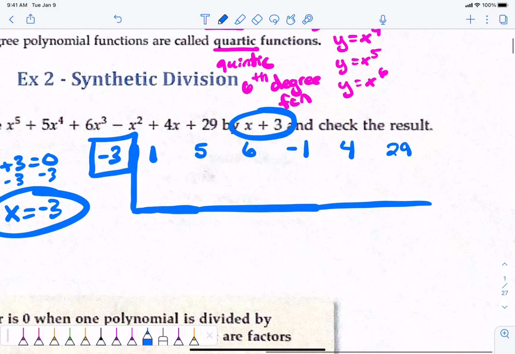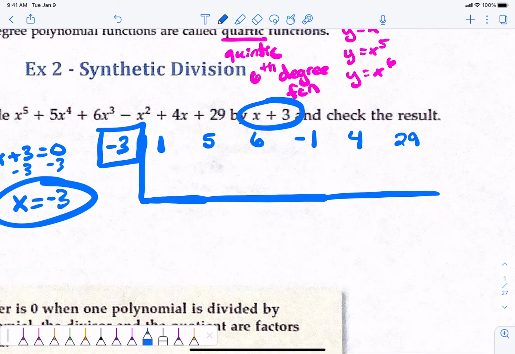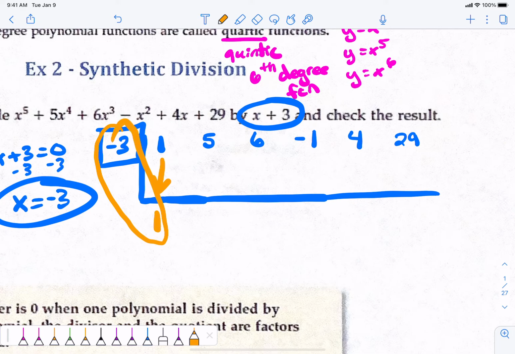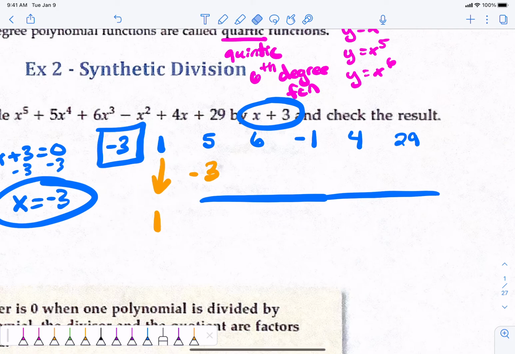Okay, here we go. In synthetic division, you guys are going to like this. This goes fast. The very first step is you drop the 1 down. That's all you do. Pretty easy. Then you multiply everything by this -3. What is 1 times -3? -3. You put it in that spot, right underneath the 5. That's where it goes.